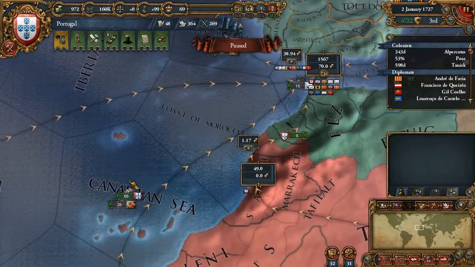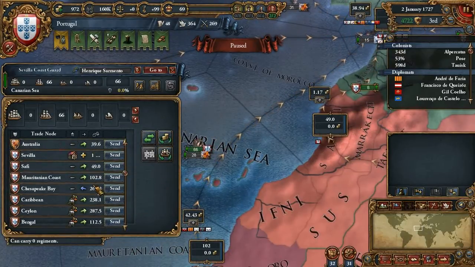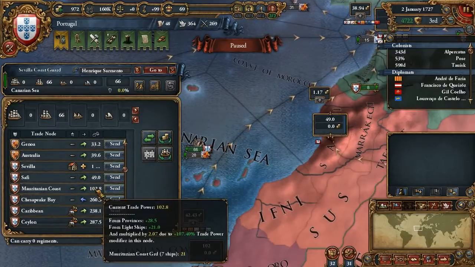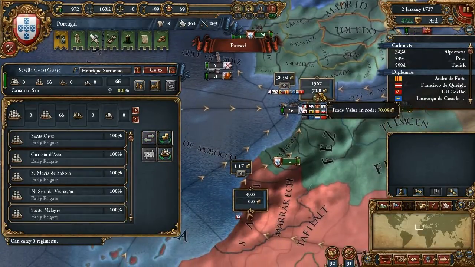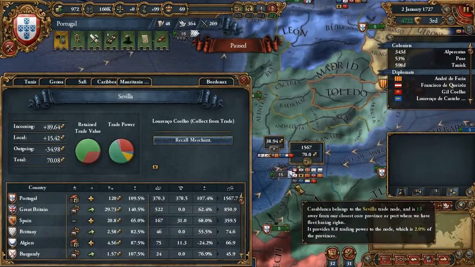And you can set the ships to patrol. If you click this button, you can choose which node you have any control over to patrol. And here it will say like 66 ships patrolling. I'm getting 322 power, plus because I put in this fleet admiral or an explorer, I get for each point of maneuver skill a 5% increase in the points. So it's 322 plus 15%, which is 370 trade power from ships patrolling this trade node. So that's what makes up trade power.